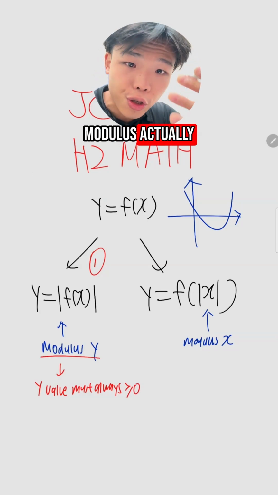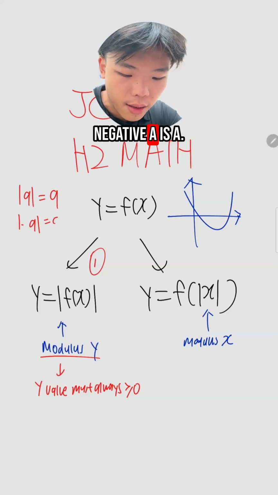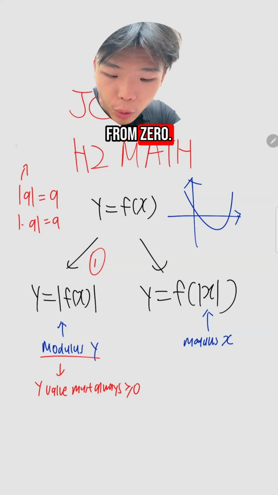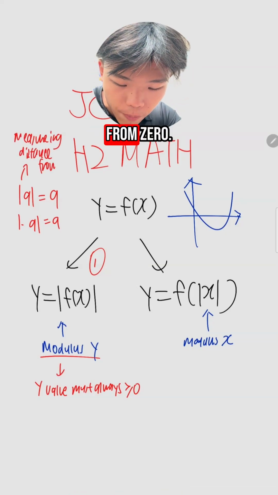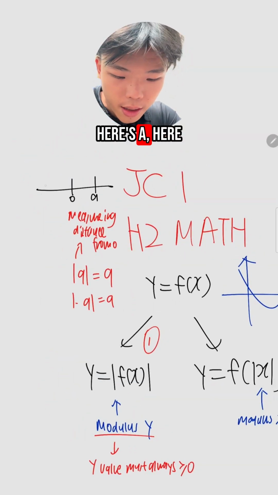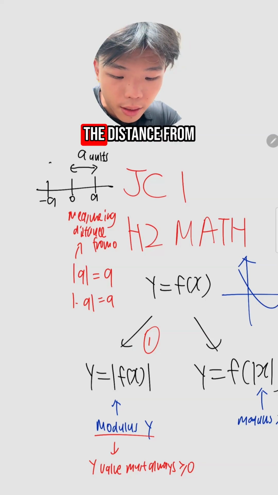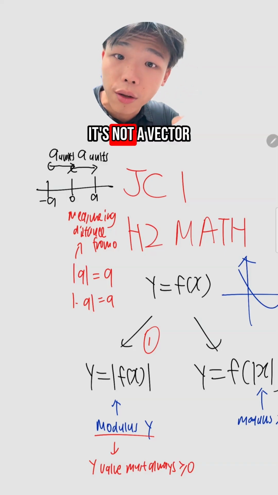Because what modulus actually is, let's say I have modulus a is a, modulus negative a is a. What modulus basically is just measuring the distance from 0. So let's say if over here I draw a number line like that, let's say here is 0, here's a, here is negative a. The distance from 0 to a is a units. The distance from 0 to negative a is also a units. Distance has no direction, it's not a vector quantity.